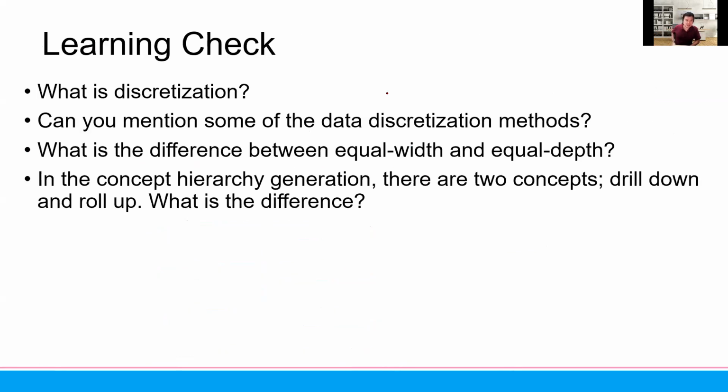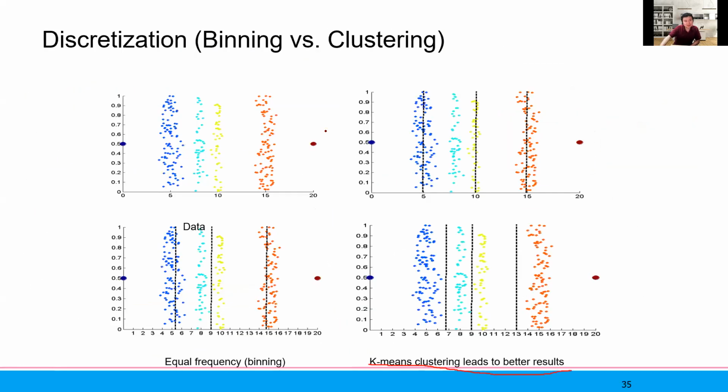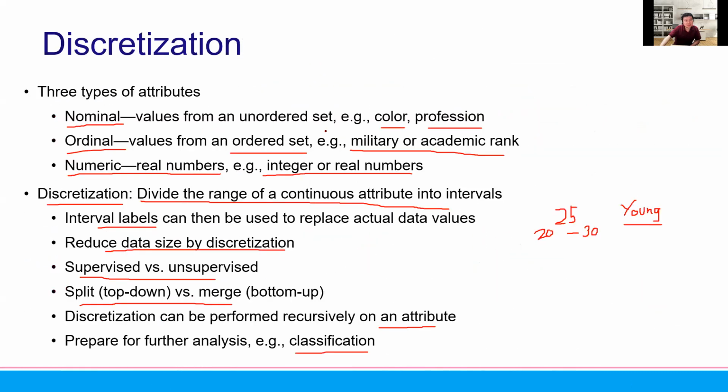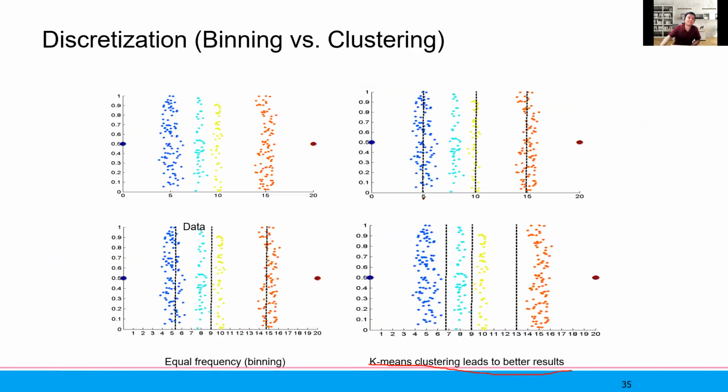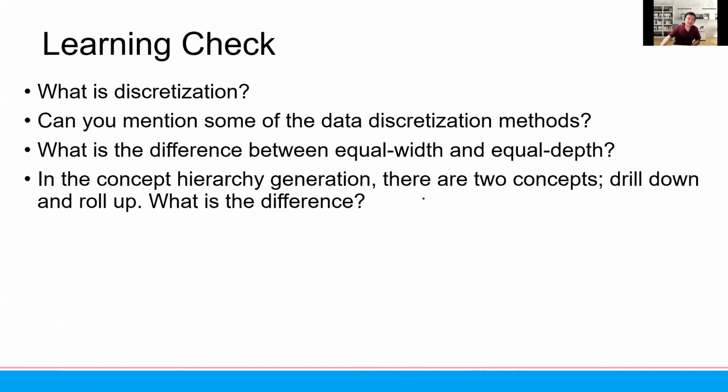Okay, this is the learning check. Okay, what is discretization? Learn from the basic definition again. So you learn about discretization here. Okay, divide the range of a continuous attribute into intervals. Yeah, and then can you mention some of the data discretization methods? Okay, we have like 5. We have the binning, and then we have histogram analysis. Yeah, and then we can also do it with clustering. We can do decision tree analysis, and then we can do it with chi-square.